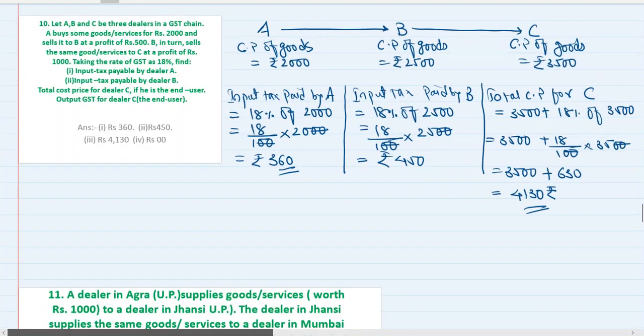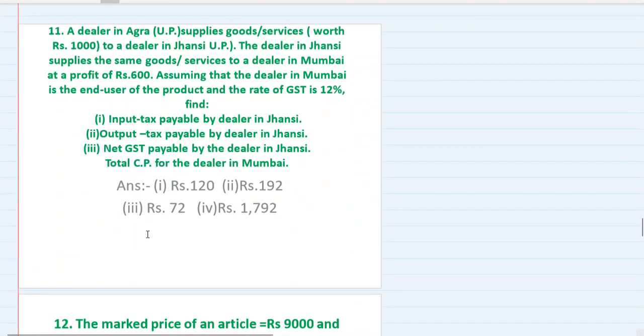Okay, now let's check the answer. Rupees 360, rupees 450, 4130, and rupees 0, all are correct. Understood the method? It's very easy. So you can make a chain like this, and with small statements you can find all your answers. Okay, so it doesn't become too messy.